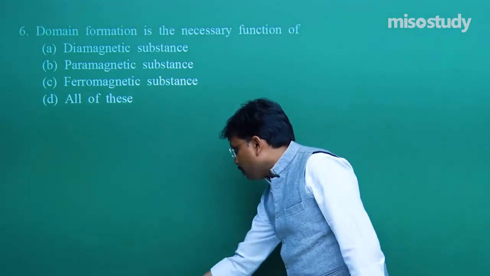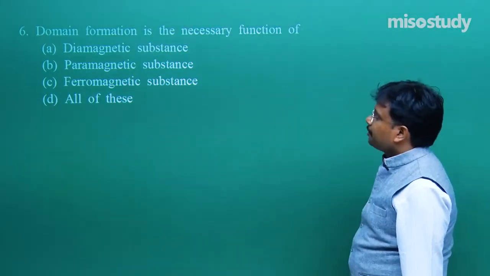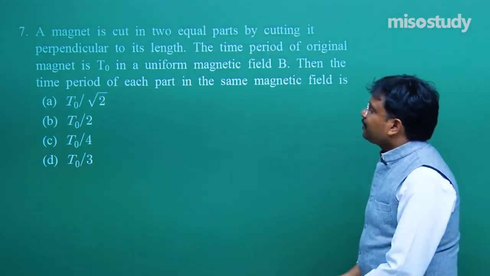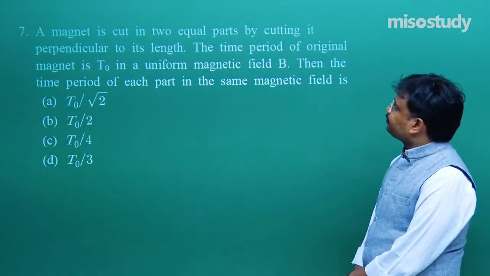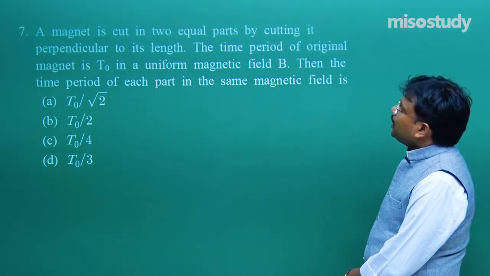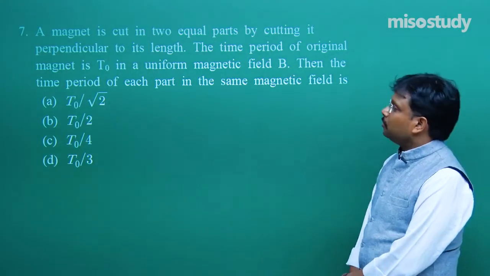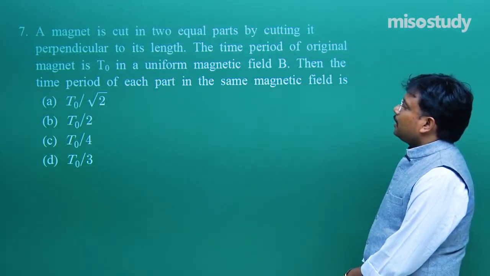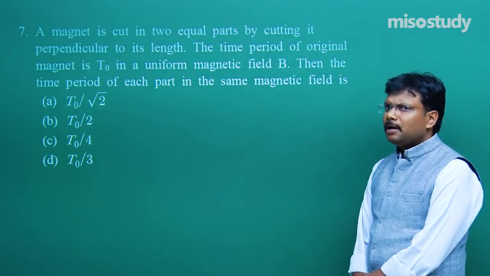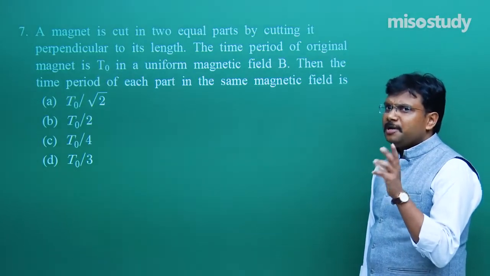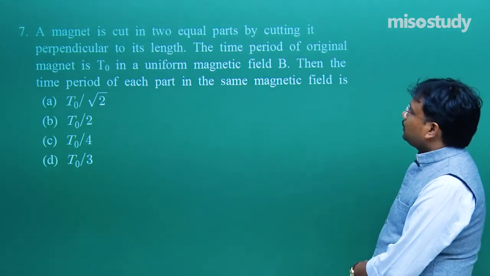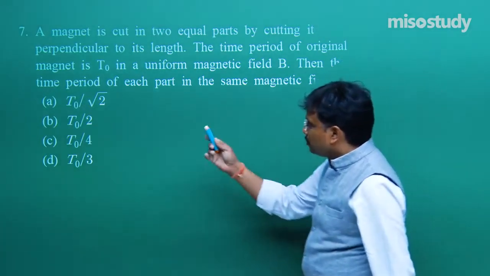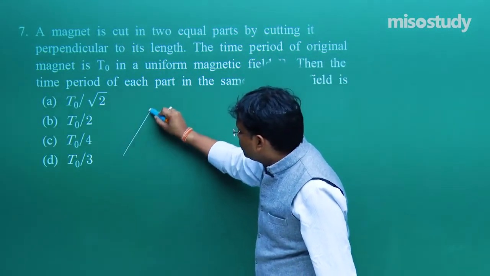Now let's come to question number 7. A magnet is cut into two equal parts by cutting it perpendicular to its length. The time period of the original magnet is T0 in a uniform magnetic field B. T is equal to 2 pi under root m upon B, a type of formula. Then the time period of each part in the same magnetic field is how much? So the situation is like this.